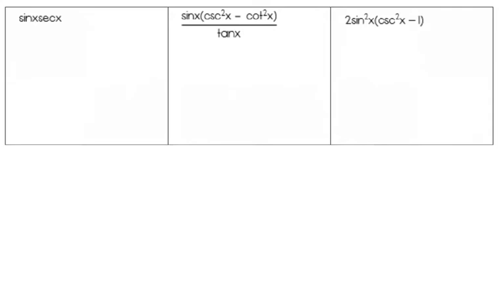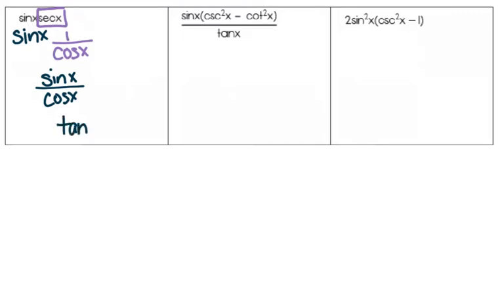Alright, so let's look at these. It's hard to know where to get started, so sine I can't really do anything to, but I can change secant to 1 over cosine. So that's what I'm going to do. If you'll notice, what you have is sine on top and then cosine on the bottom. And according to our quotient identities, this is the same thing as tangent. So that's what I do.